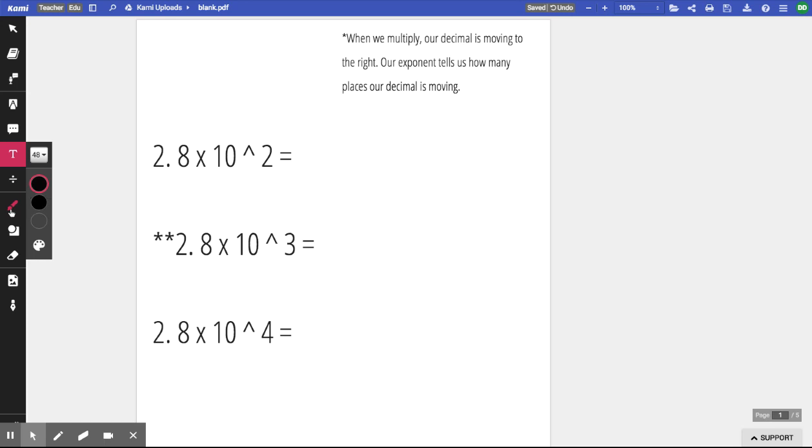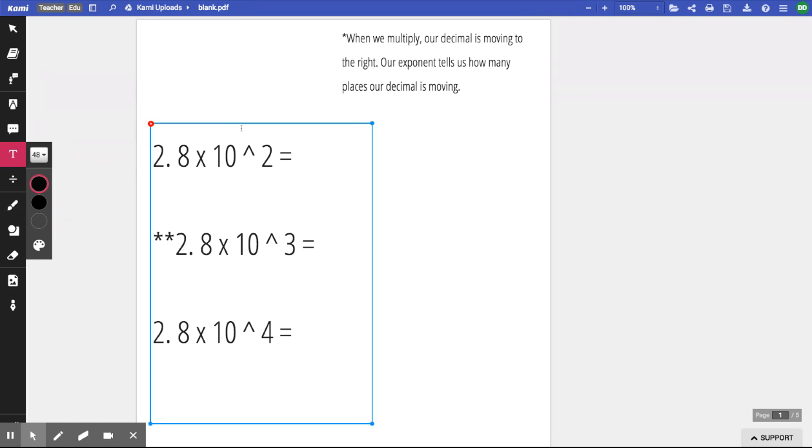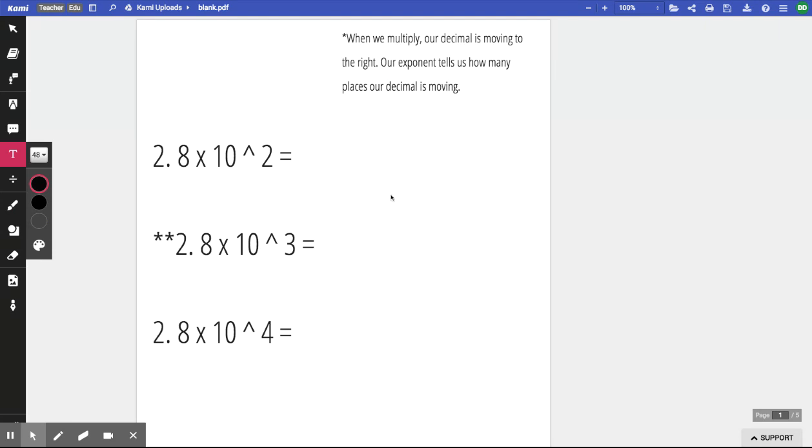Hi, boys and girls. I just wanted to go over questions 1 through 9 on your math review for Unit 6. So again, I'm going to be going through how to solve problems 1 through 9. If we take a look, problem 1 asks us to solve these expressions.